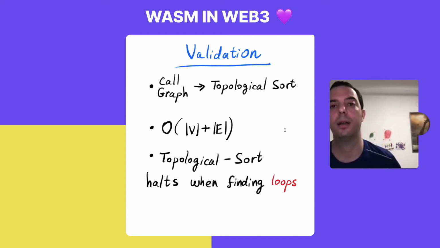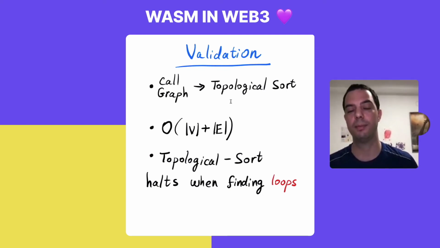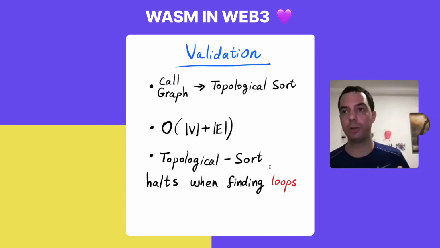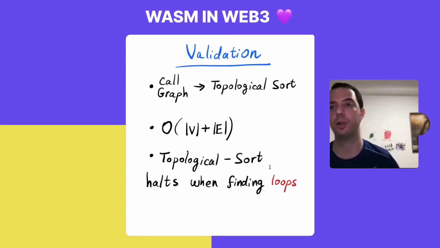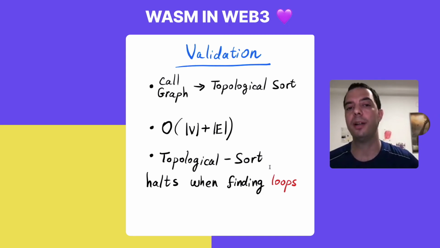There is a very nice, easy, linear complexity algorithm called topological sort. It means that if there exists some order, there might be more than one, such that A is calling B, which is calling C, we will find it. And if for some reason the call graph contains a loop, we will find it as we go, and we will halt the process. So this is the validation of the fixed Wasm.